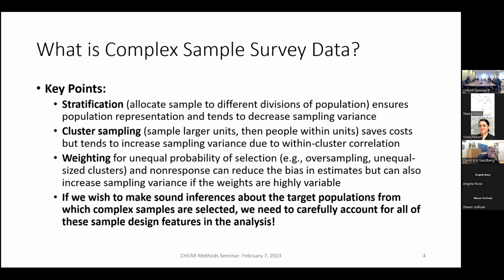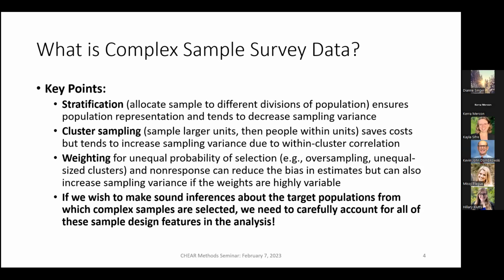Cluster sampling is where you sample larger clusters of individual units. So these could be neighborhoods, they could be hospitals, they could be schools, and then you randomly select people within those units. And what cluster sampling does is it saves on costs of data collection, but because units within the same cluster tend to be correlated, cluster sampling has a tendency to increase sampling variance. So you have a cost variance trade-off. And again, you would need to account for cluster sampling because of its effect on increasing your standard errors.